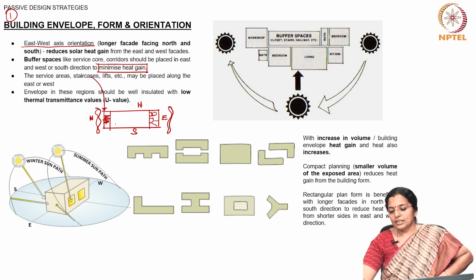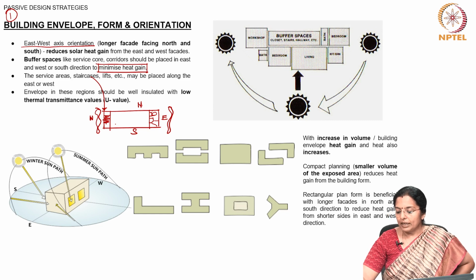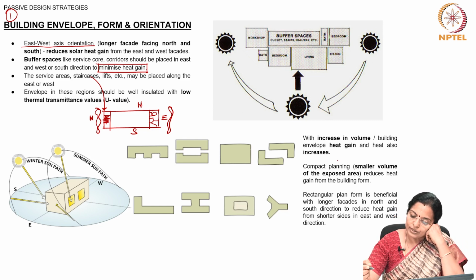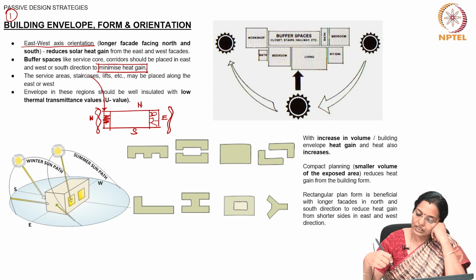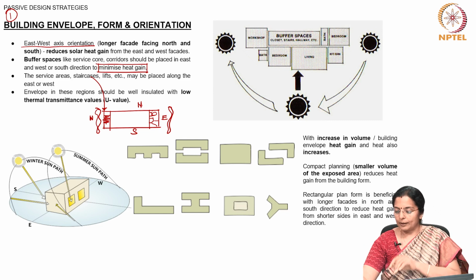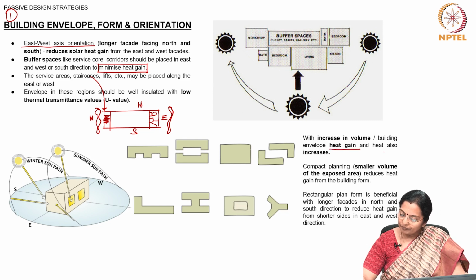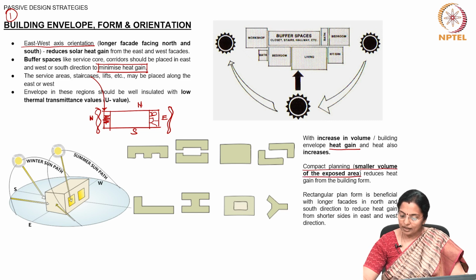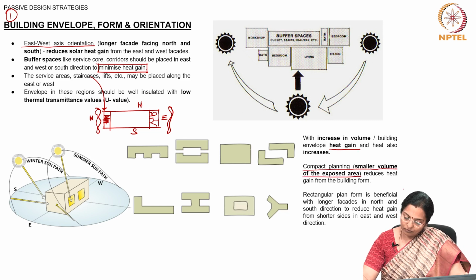With increase in volume, building envelope heat gain also increases. So, when you design these buildings, you ensure that you buffer the east and the west well. With increase in volume and building envelope, heat gain also increases. So, compact planning with smaller volume of the exposed area reduces heat gain from the building.